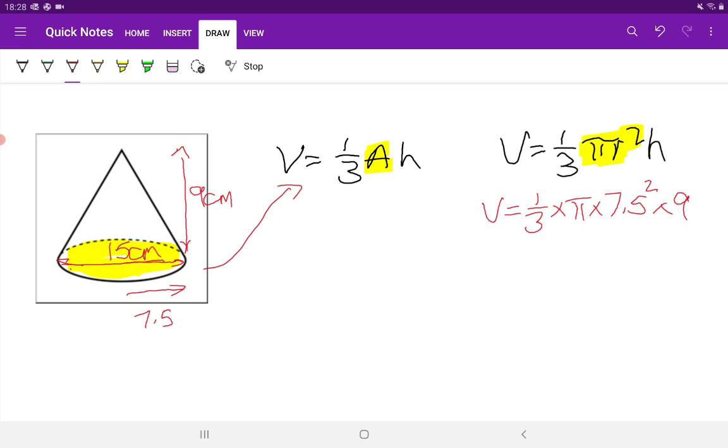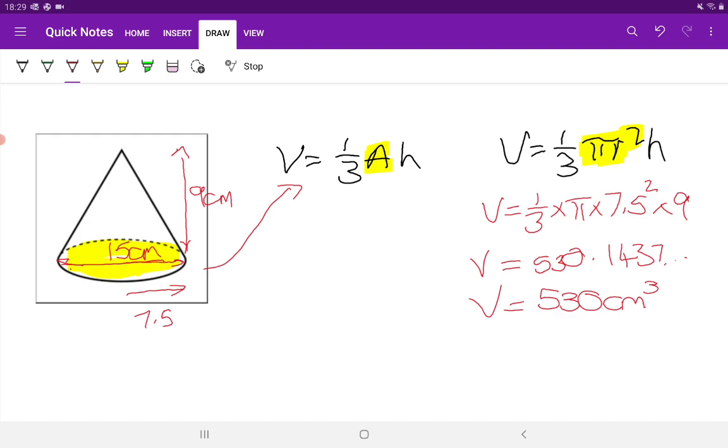So we've got pi times 7.5 squared times 9 divided by 3. And obviously we're going to get a decimal this time, guys, because we've got pi involved. So I've got 530.1437 and so on. I would just write that as 530, and again it's cubic centimetres.